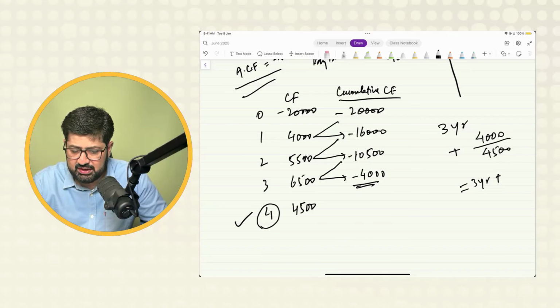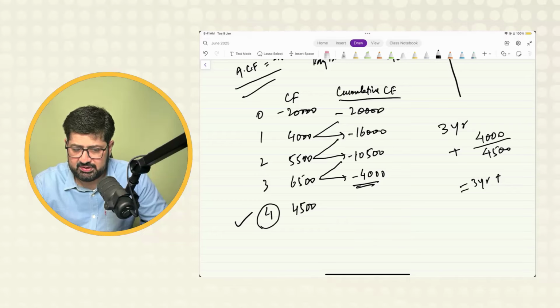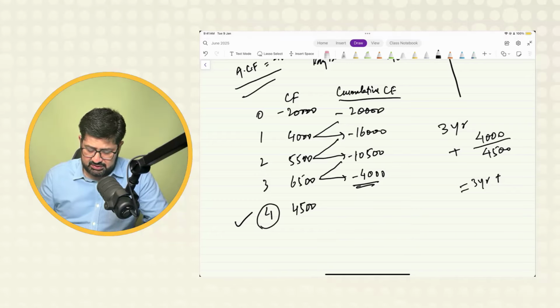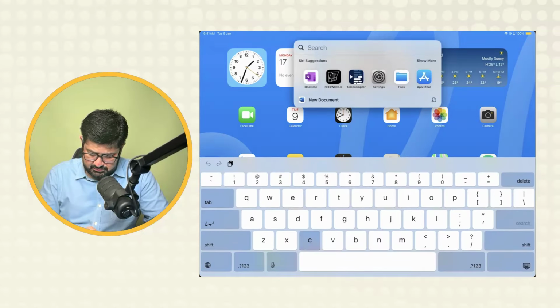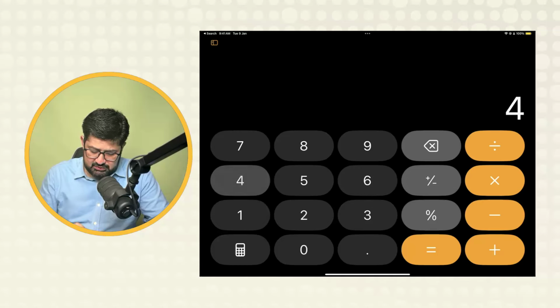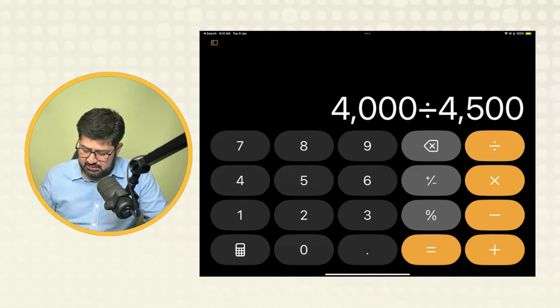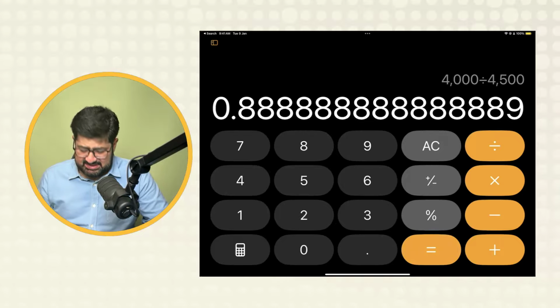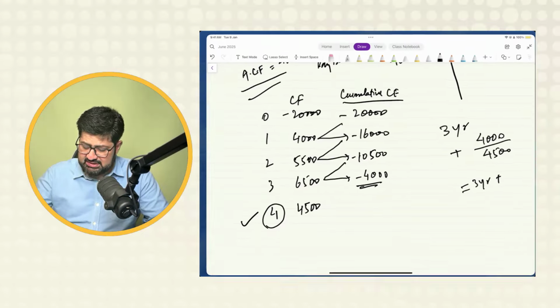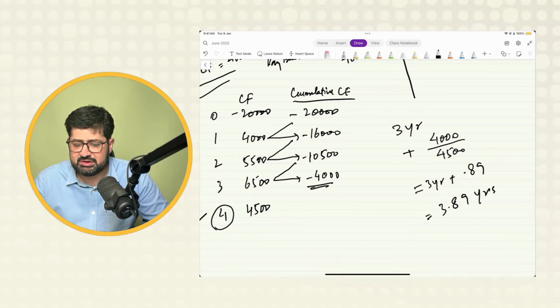So we need to calculate on this calculator. Just 1 minute, please. I'm opening that calculator here in front of you. Yes, you see here, 4,000 divided by 4,500 is 0.89. So 3.89 years is the payback period of this project.